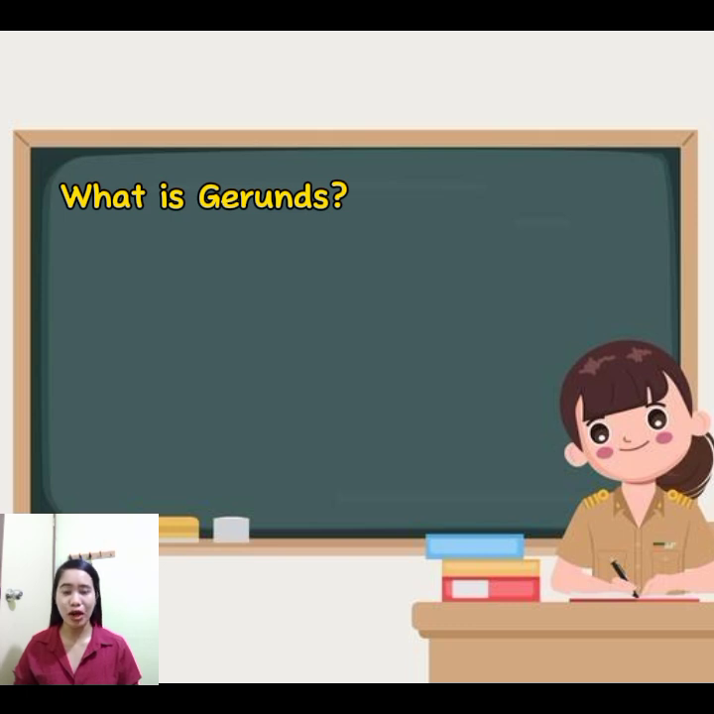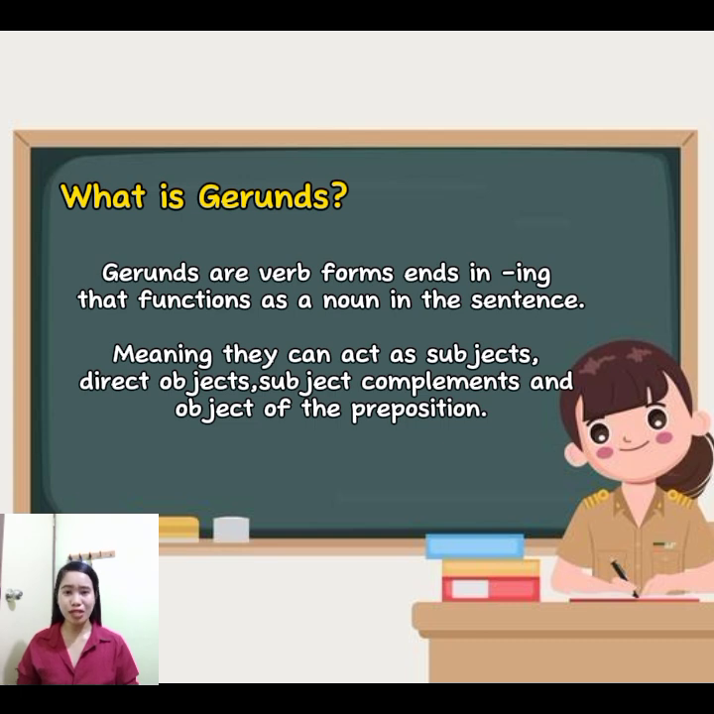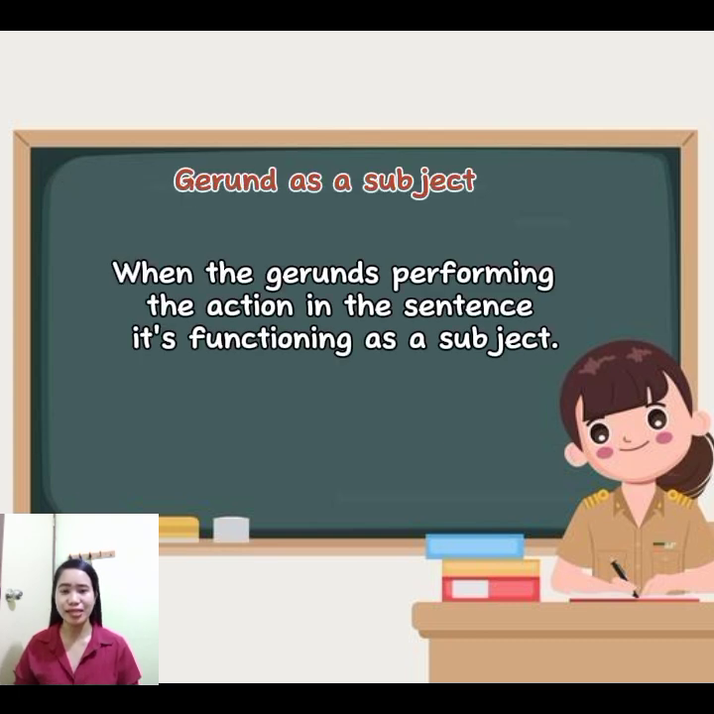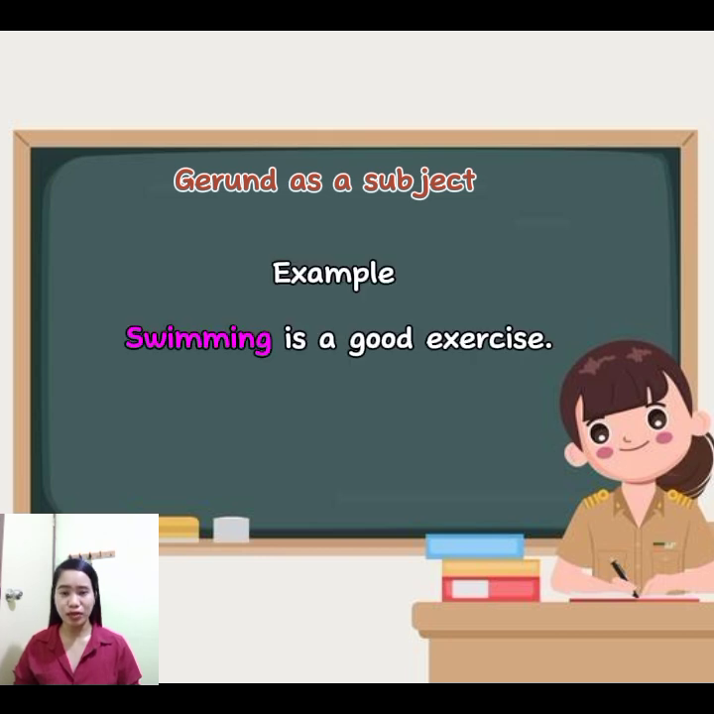And now we will be talking about gerunds. Gerunds are verb forms that end in ing and function as a noun in the sentence, meaning they can act as subjects, direct objects, subject complements, and objects of the preposition. When the gerund is performing the action in the sentence, it's functioning as a subject. Example of gerund as a subject, we have here the sentence: Swimming is a good exercise. The word swimming is performing the action in the sentence.